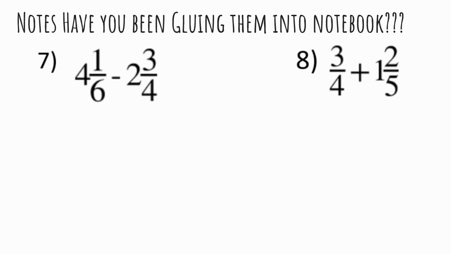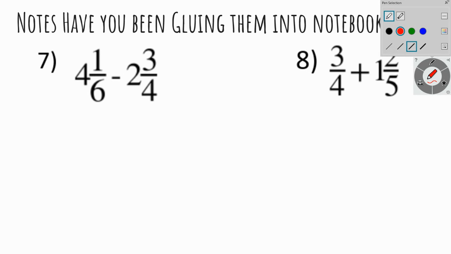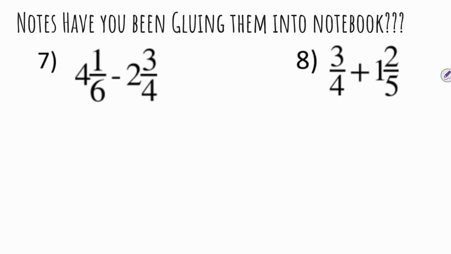All right, number 7, we have 4 and 1/6 minus 2 and 3/4. Let's switch it up. Let's go with a purple. A lot of kids, if they don't list out the multiples, want to use 24 for their least common denominator. But in fact, our least common denominator is 12. You think about, oh yeah, they both do go into 12. So we need to multiply by 2. Now I'm not multiplying my whole number, just the fraction part. So we have a 4 and 2/12.